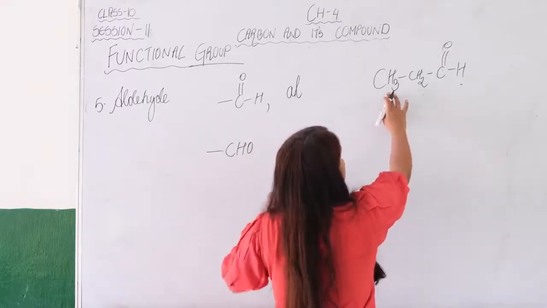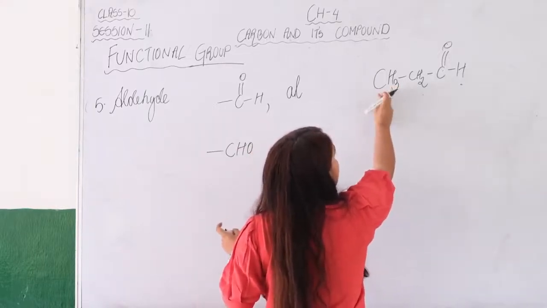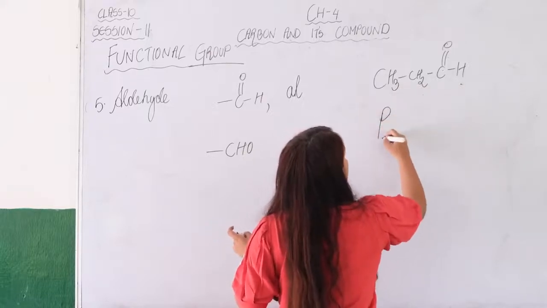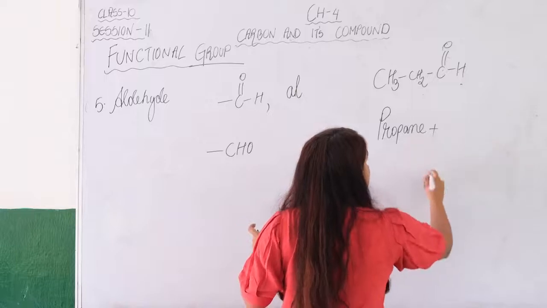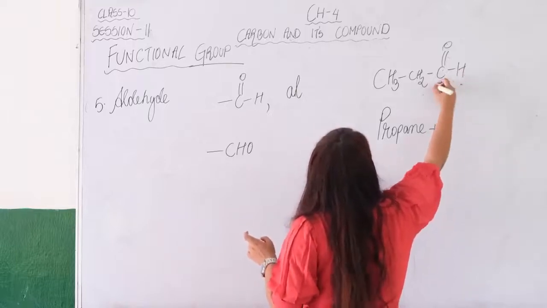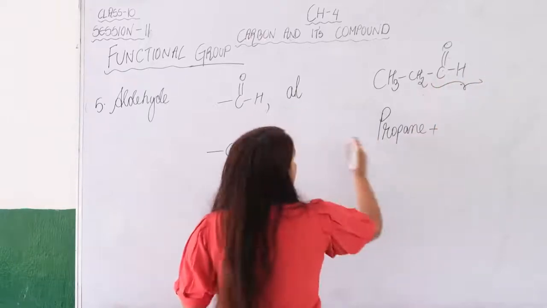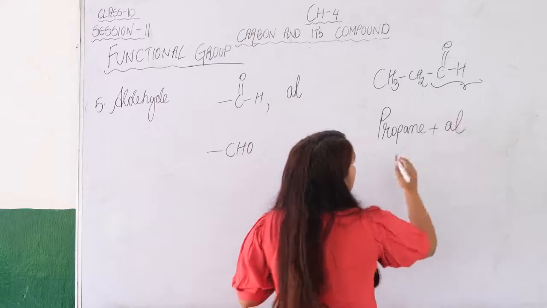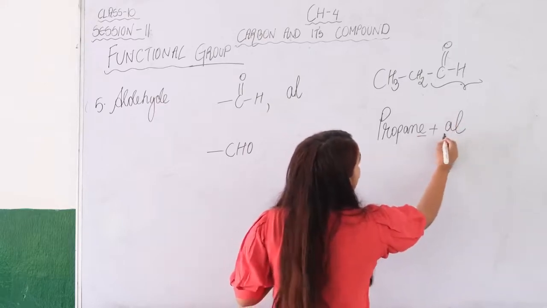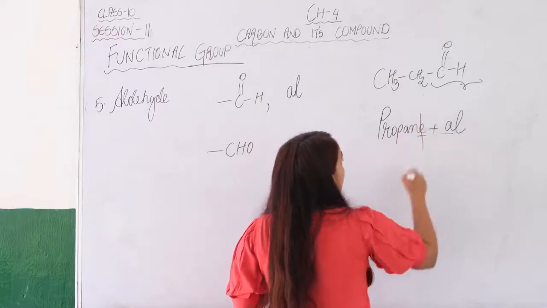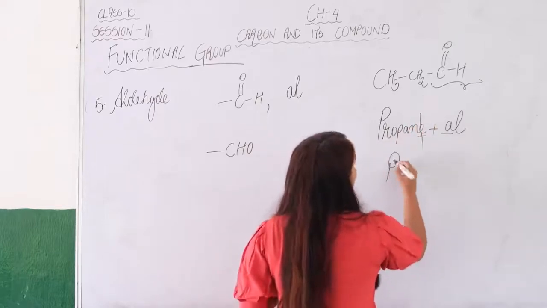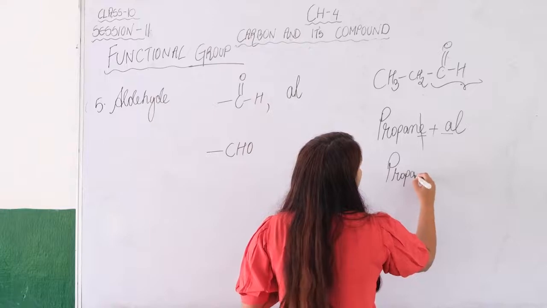So since we have 3 carbons, the name of the alkane will be propane, plus, what is the suffix to be used for aldehyde? It is al. Now this is also a vowel, this is also a vowel. So the vowel of the alkane will be omitted and the name will be propanal.